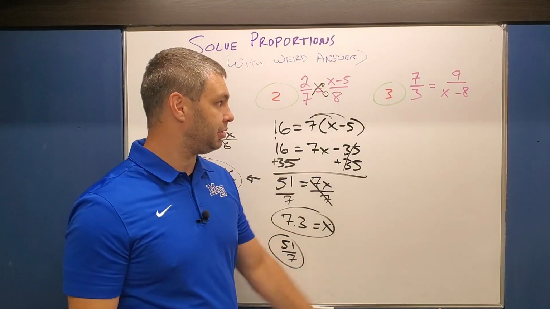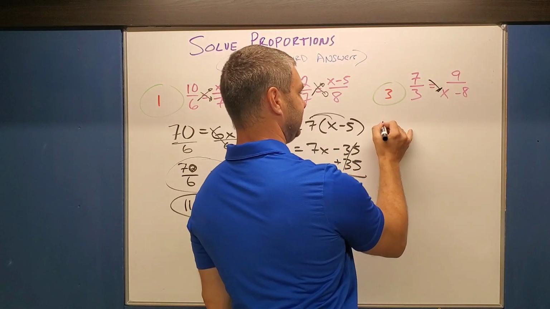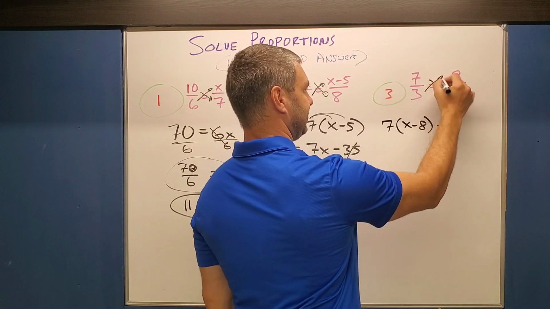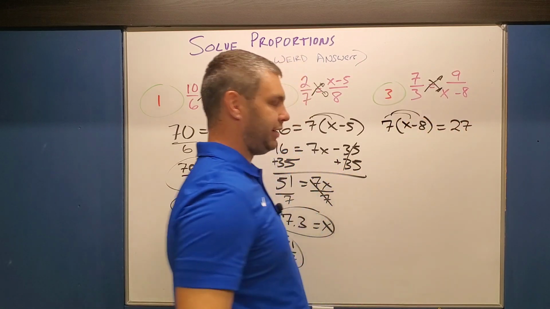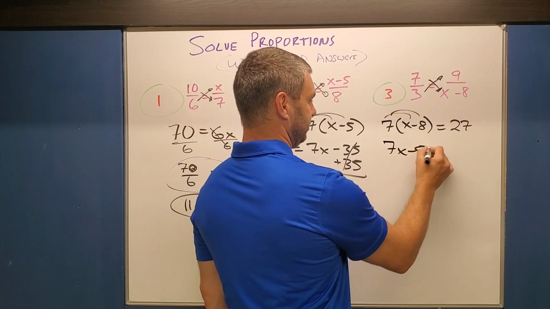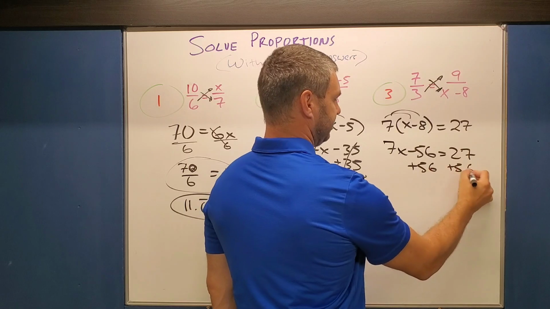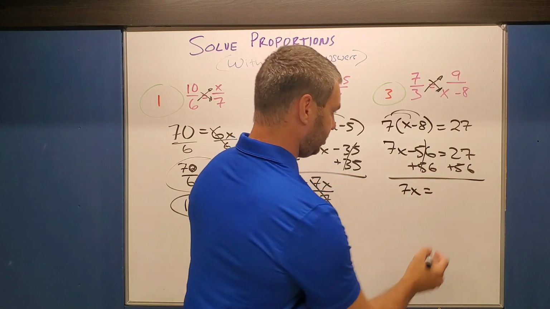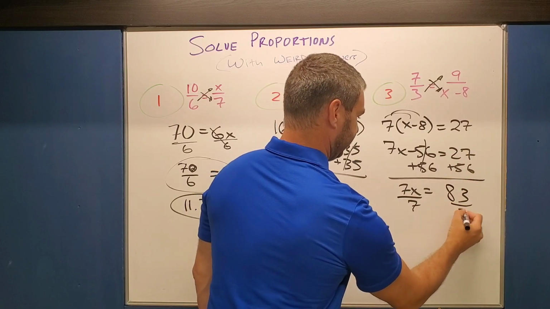Both are acceptable. Last one, we have this monomial times a binomial. That's going to go on the outside of our parentheses, x minus 8. On the inside, 3 times 9 is 27. Distribute in our 7 to get 7x minus 56 equals 27. Add the 56 to the other side, just like so. And now we have 7x equals 83. All right, divide by 7.